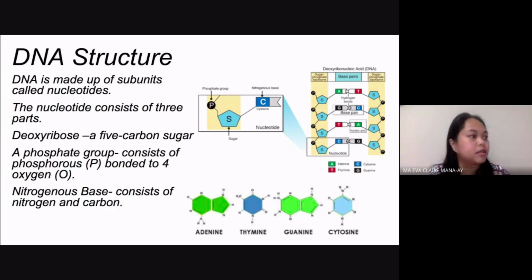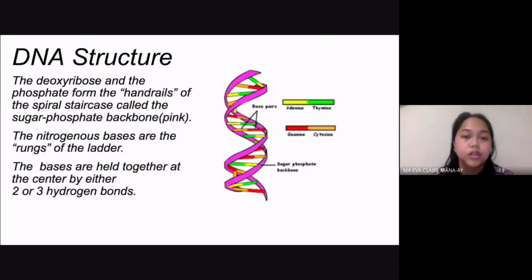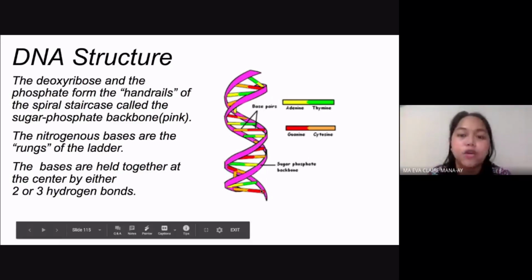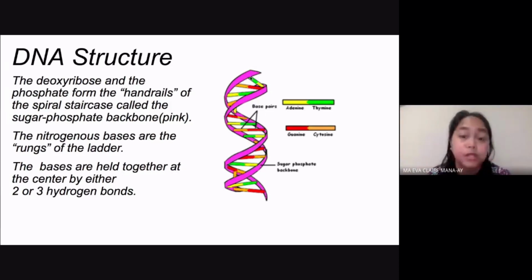Now again, we've mentioned that the structure of DNA is a double helix. It has sugar, a phosphate group, and N bases. If you are looking at the double helix structure of DNA, the handrails, the pink colored structure in our illustration, if you consider DNA like a staircase or a ladder, the handrails are a combination of sugar and phosphate. So the pink structure here is a combination of deoxyribose sugar and phosphate group. Now, the N bases can be found in the middle, and they form the rungs of the ladder.